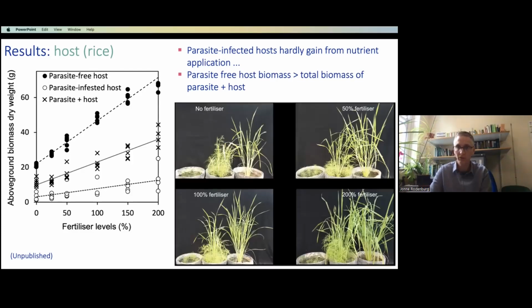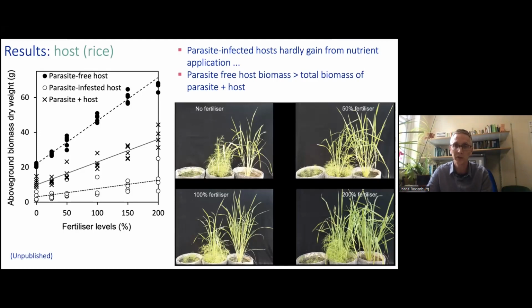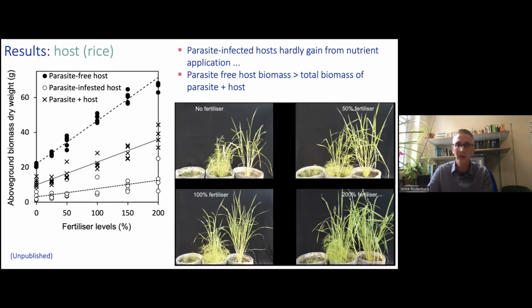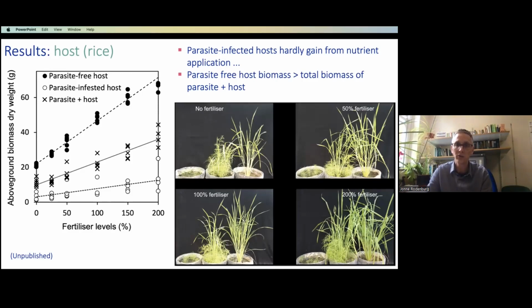This is a picture of the pots, and you see the different fertilizer treatments. You clearly see that the first pot in every picture on the left-hand side is the parasite only, and you really see that the parasite only is not affected by the fertilizer. Oh, I should actually show that on the next slide.